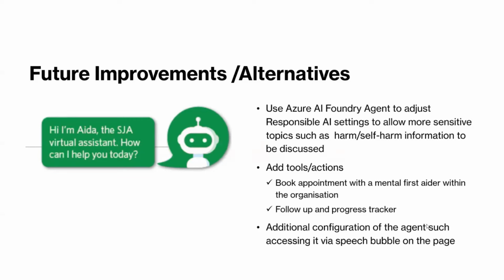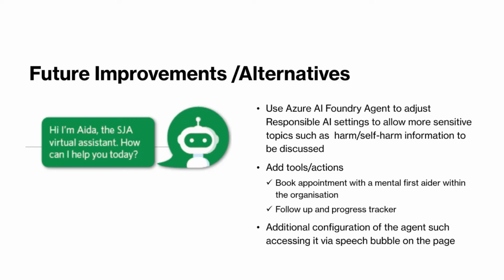And the other one was about the responsible AI settings. The only way was to use the Azure AI Foundry agent, like possibly use a custom engine, so that you can tailor these topics around harm, self-harm, responsible AI, so that these responsible AI filters don't get triggered. But that will be something in the future.